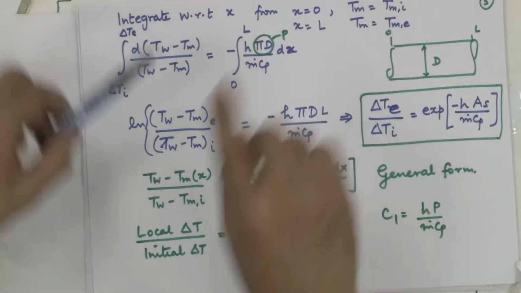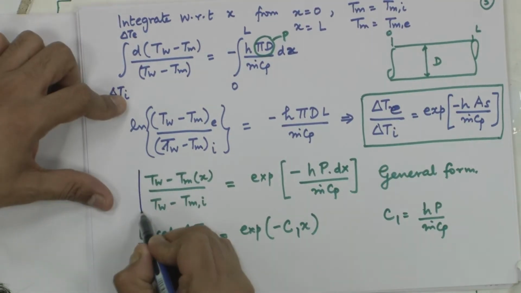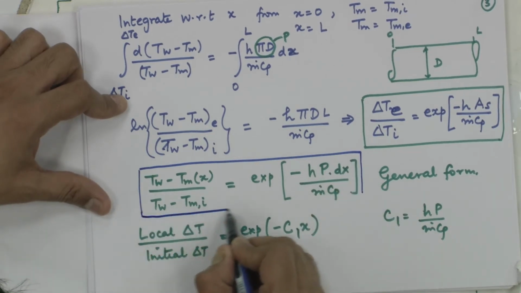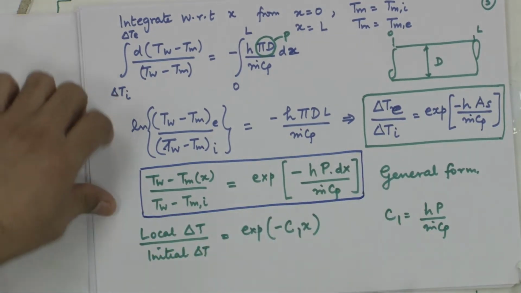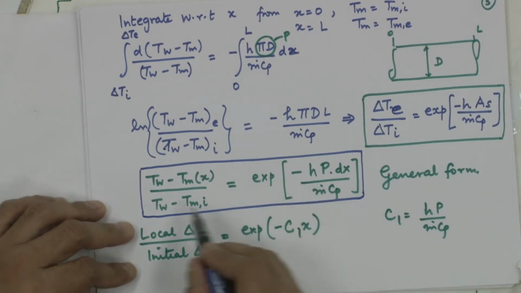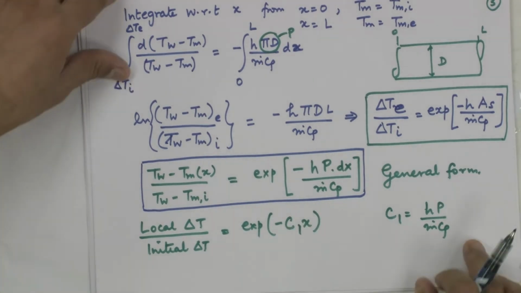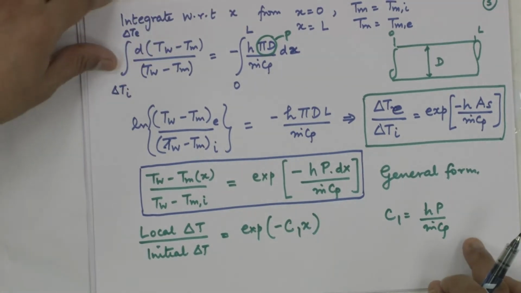So, this is going to help us understand that if I were to calculate the bulk mean temperature at any particular location, I need to know the right hand side and I need to know the maximum or the initial temperature difference, and the local bulk mean temperature can be calculated. The same analogy can be extended to, instead of h, what is h into A? h is nothing but the heat transfer coefficient and P dx is nothing but the surface area.